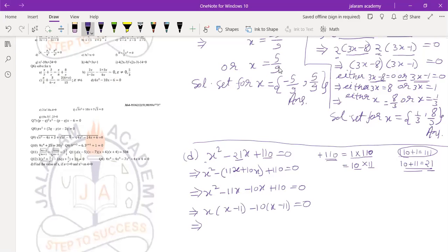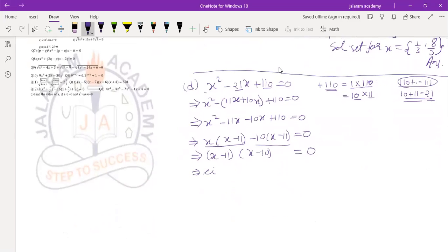It implies, now there are two terms. First term is x into x minus 11. Second term is minus 10 into x minus 11. So if we take x minus 11 common from these two, it is x minus 11 into x minus 10 equals to 0. Is that clear to everyone?